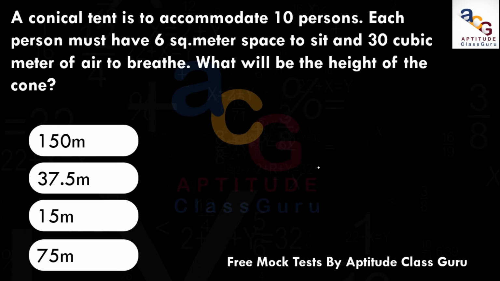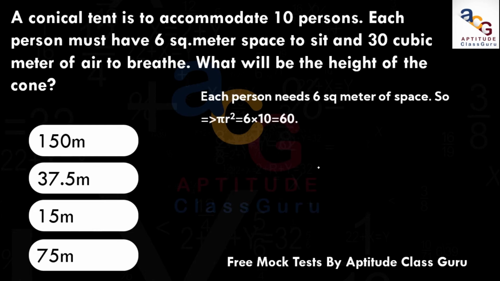If you know the circular area of the cone and the height of the cone, the problem becomes easier. Just look at it. Each person needs 6 square meters of space. So the total area required for the persons at the base is, for a cone, the base is a circular area, right? So pi r square. For 1 person 6 square meters, for 10 persons it is 60, and pi r square is simply 60.